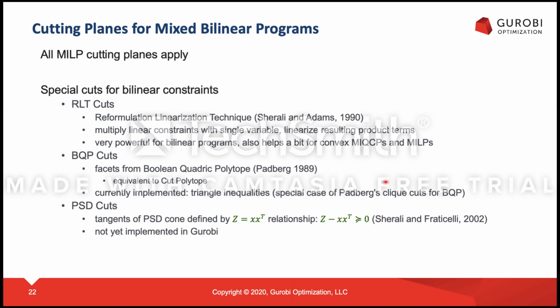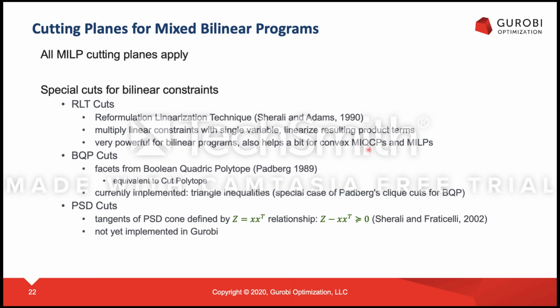This gives you a linear inequality, and if you were lucky and you picked the right rows to play with and the right variable to multiply through, you will find that this constraint is often violated by the current LP relaxation. So you can add it as a cutting plane. And this is most helpful for bilinear programs, because you already have linear auxiliary variables for all the product terms, but you can do some tricks, and actually you can use it also for convex MIQCPs and even MILPs.